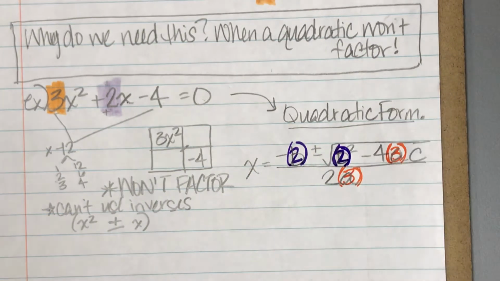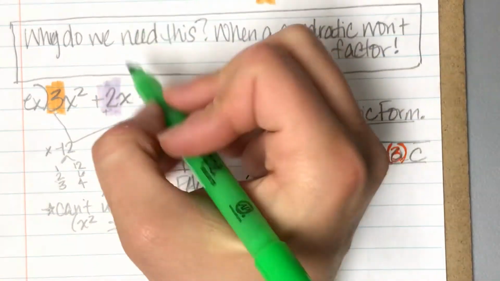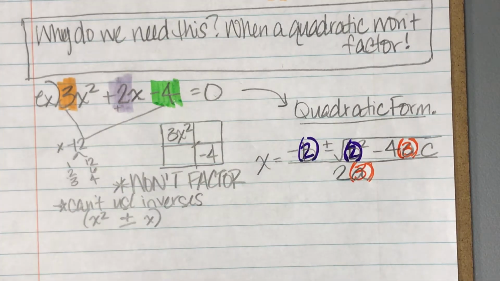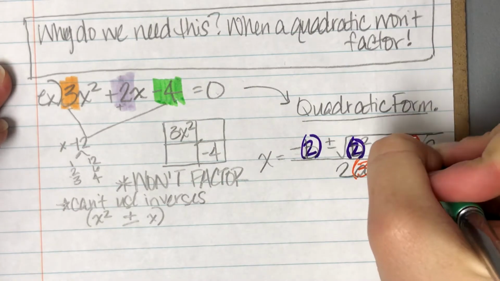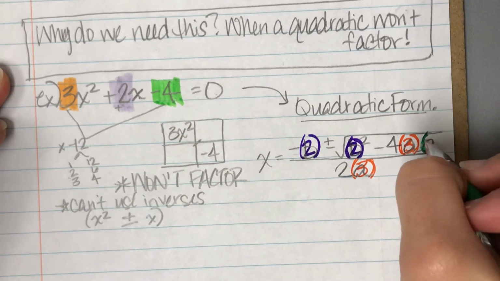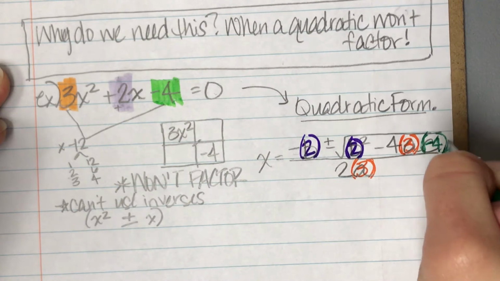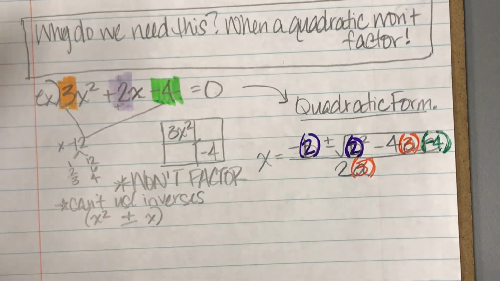I'm trying to make it nice and dark so it's not quite as confusing with the writing underneath. And the green for my c, which is the -4. The negative is part of that number. And so for this c value, I'm going to plug in a -4. Again, in parentheses.